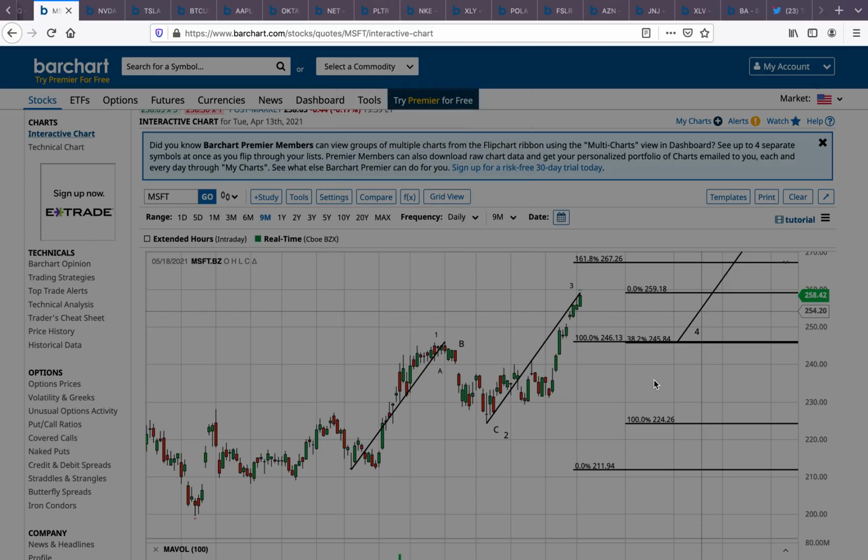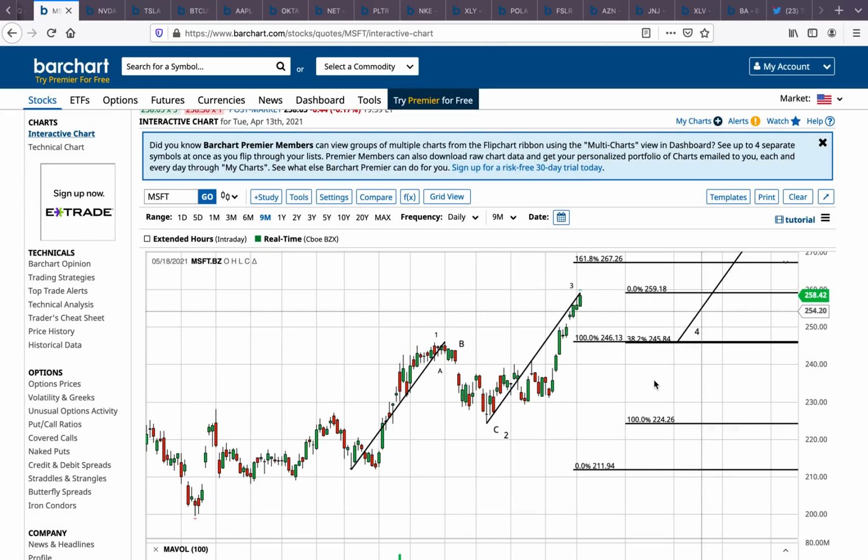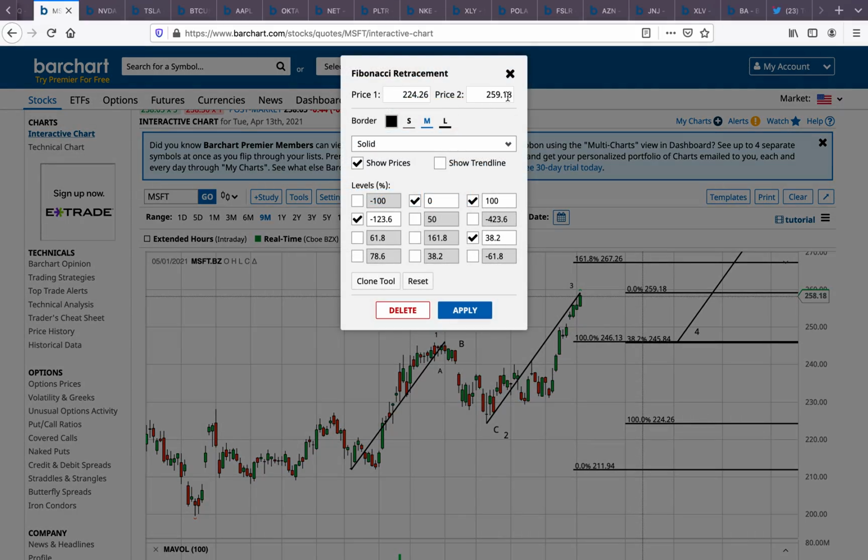If wave 3 ends at 259, then we can't look at the rest of the stock market and say, well, while Microsoft is in the 280s, it's a large holding of SPY, it's a large holding of QQQ, but all those other tech stocks are going to be dumping, right? That doesn't make any sense. Okay, what if Microsoft goes all the way to the textbook target of 267? Okay, so the wave 3 high isn't 259, it's actually 267.26.